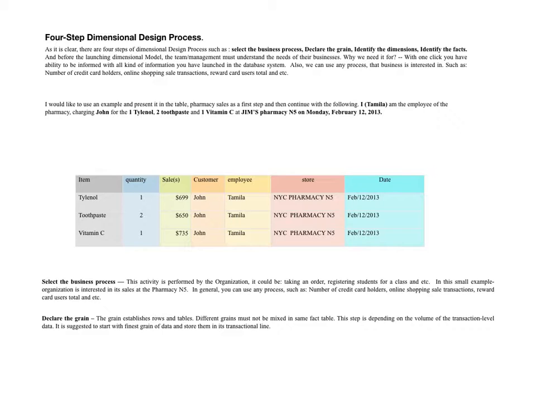I would like to use an example and present it in the table, the pharmacy sales, as a first step of dimensional design process, and then continue with the following steps. I, Tamila Chkadua, am the employee of the pharmacy and charging John for 1 Tylenol, 2 toothpaste, and 1 vitamin C at the Jimmy's Pharmacy, number 5, on Monday, February 12, 2013, in New York, New York.